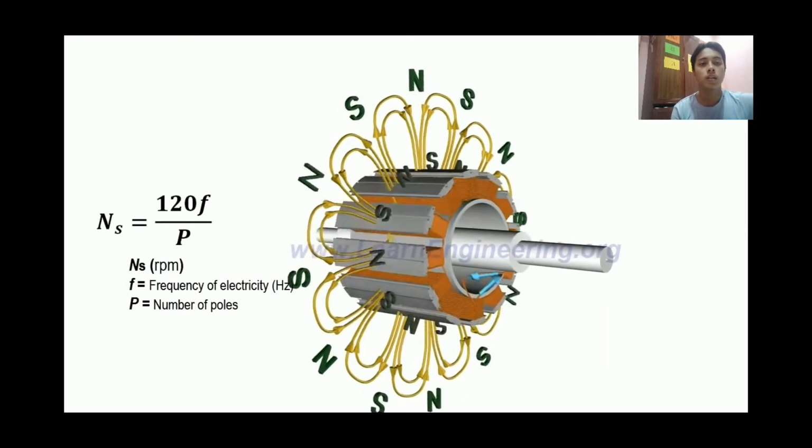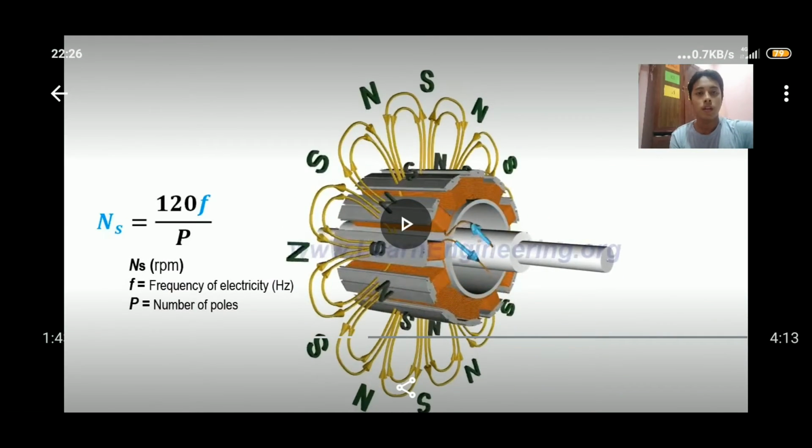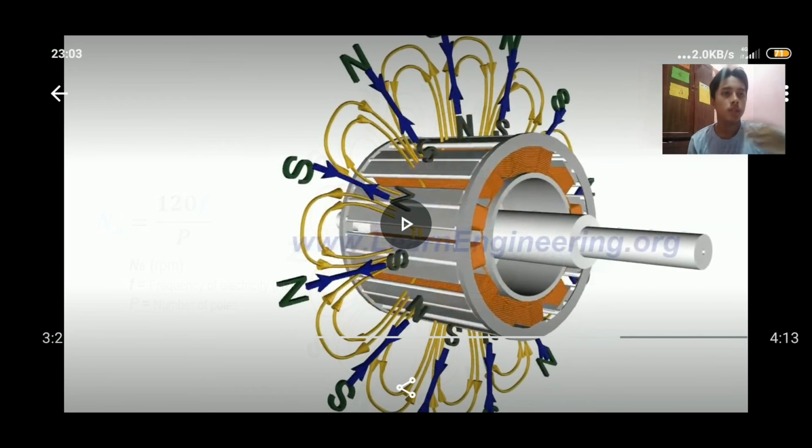So this is the formula that we can use to obtain the synchronous speed. The frequency of electricity will affect the number of poles. We will continue with the slide.